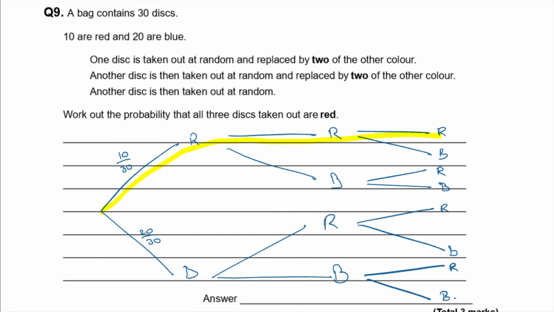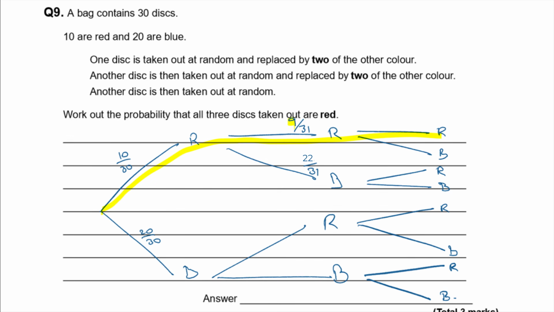So 10 over 30 chance of getting red. Then what happens? 1 disc is taken out at random and replaced by 2 of the other colour. Okay, so if I take a red one out, then I'm going to have 1 less red and 2 more blue than I had before. So I'm going to have 9 red ones out of a total of, if I took one away and added 2, I've got 1 extra, haven't I? So that's 9 over 31 there. And for blue, I had 20. I haven't taken any out and I've added 2 extra, so I'm going to get 22 over 31 there.